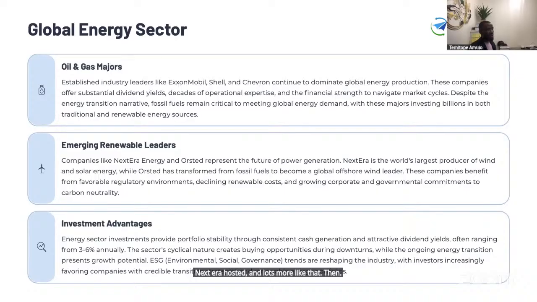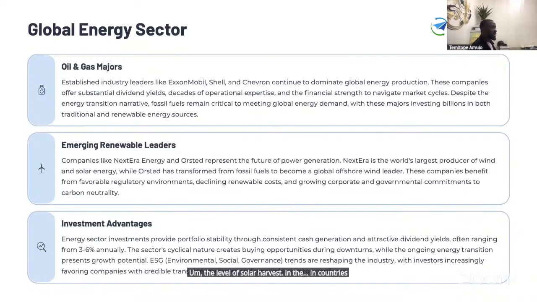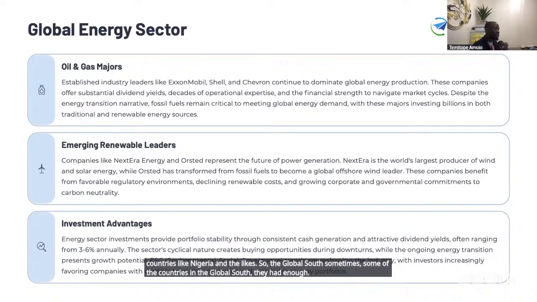Orsted, like we said, has transformed from fossil fuel to become a global offshore wind leader. Remember that I mentioned to us before that attention is likely going to be switching from fossil fuel to renewable energy. So Orsted has taken a very swift move by quickly looking into wind energy. A lot of people are already looking into solar energy, which is very popular now, but there are other places with a large amount of wind. Solar harvest in countries like the UK, US, and Canada is not as much as what we get in countries like Nigeria and the likes. Some countries in the global south have more sun than some countries in the global north.